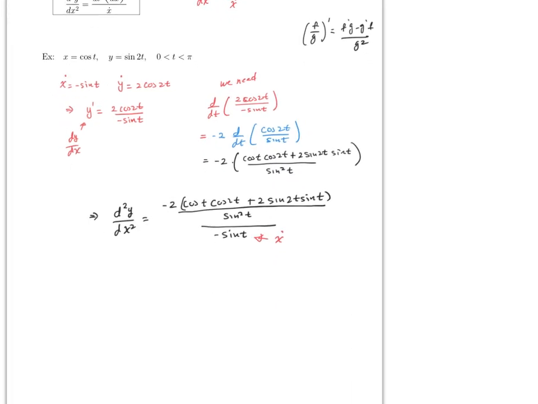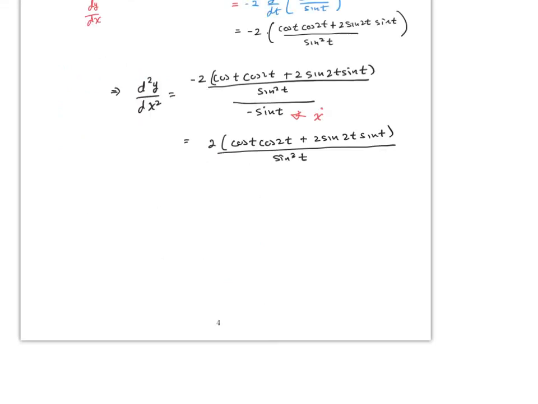Then this will simplify to just 2 cosine t cosine 2t plus 2 sine 2t sine t over sine cubed t. And actually you can simplify this a lot more, but this is okay for now.